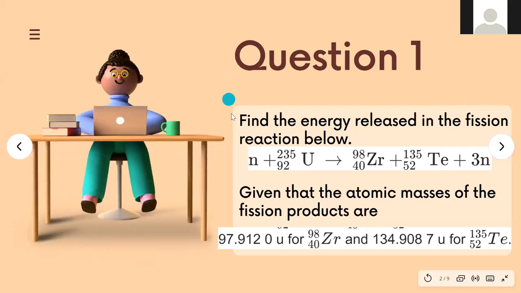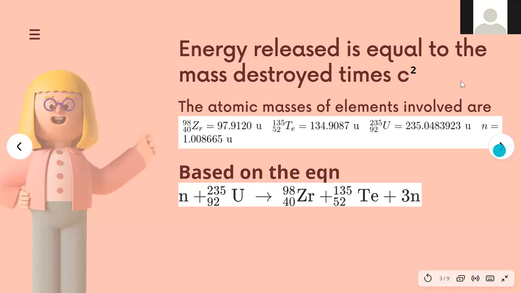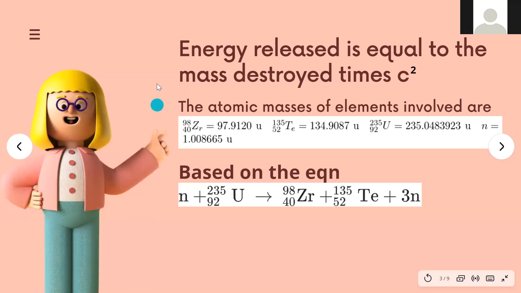For the first question, we have to find the energy release in the fission reaction below. This is actually the reaction energy. There are two methods to do this. First is E equals delta m c squared. These are the atomic masses of the elements involved, which are given in the question.